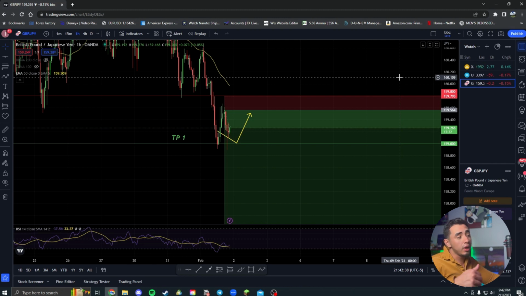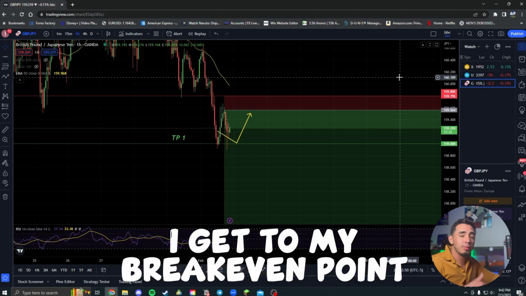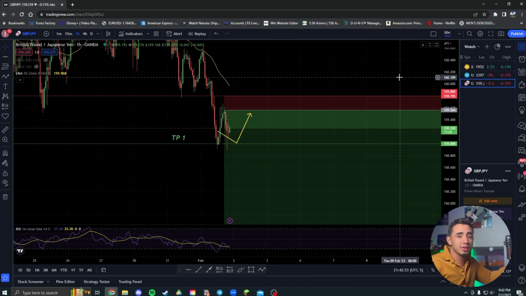So now what else am I going to do to maximize and make sure that I can make the most of this? If I didn't get into this trade with the lot size I wanted to, what I do is I start adding positions after I get to my break-even point, because I just eliminated the whole entire risk that I had with my first position.